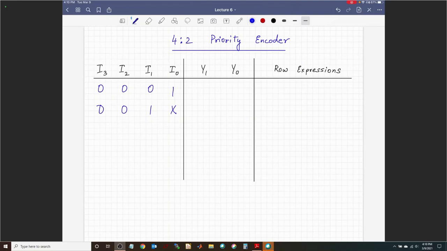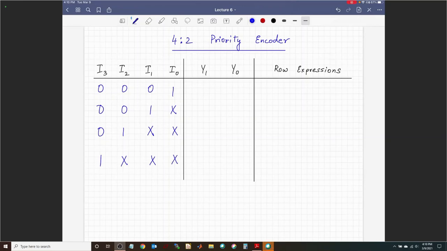The next possibility is I2 is active, I3 is inactive, but by accident, maybe on purpose, maybe by accident, I1 or I0 became active. So I don't care about that. They are X. They could be 0, could be 1. The last case here is I3 is active. All the others are don't cares.